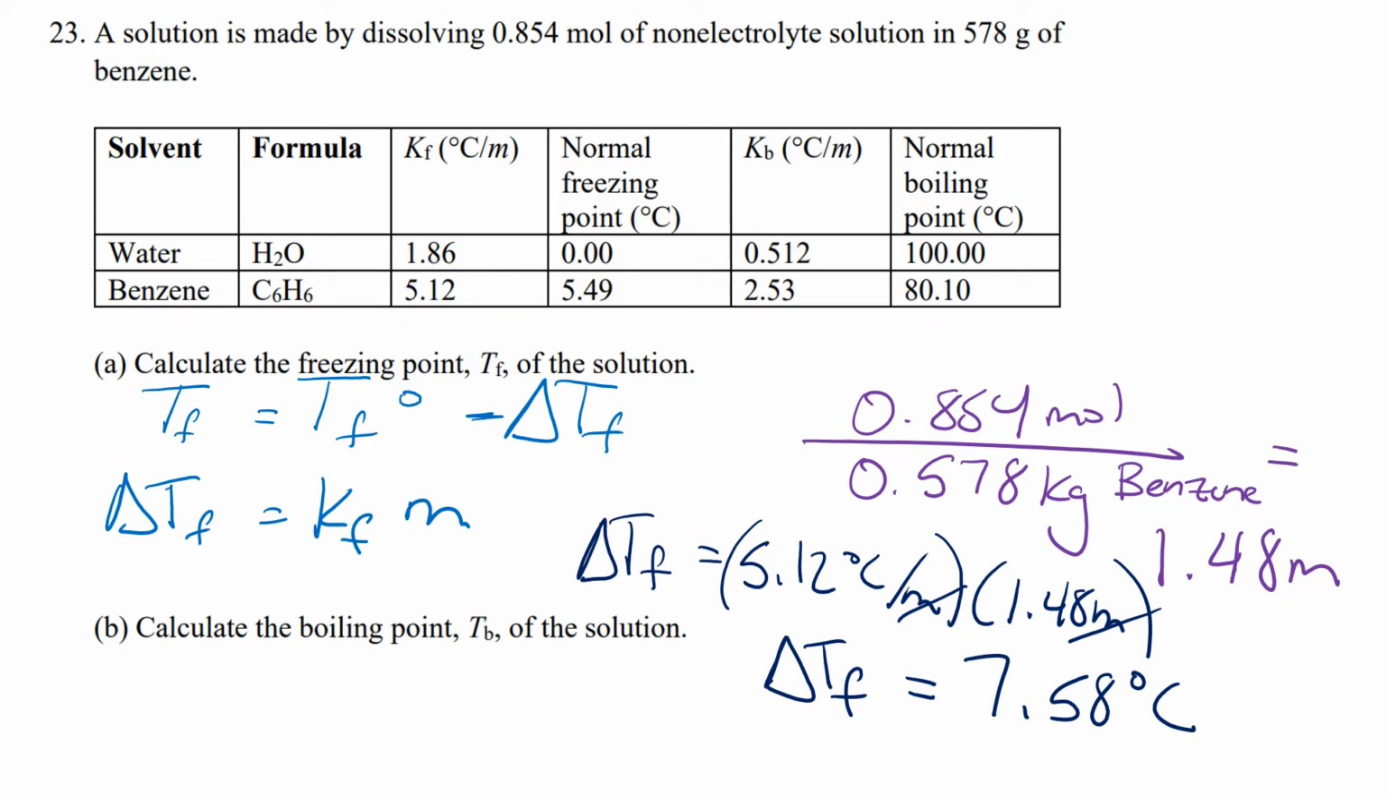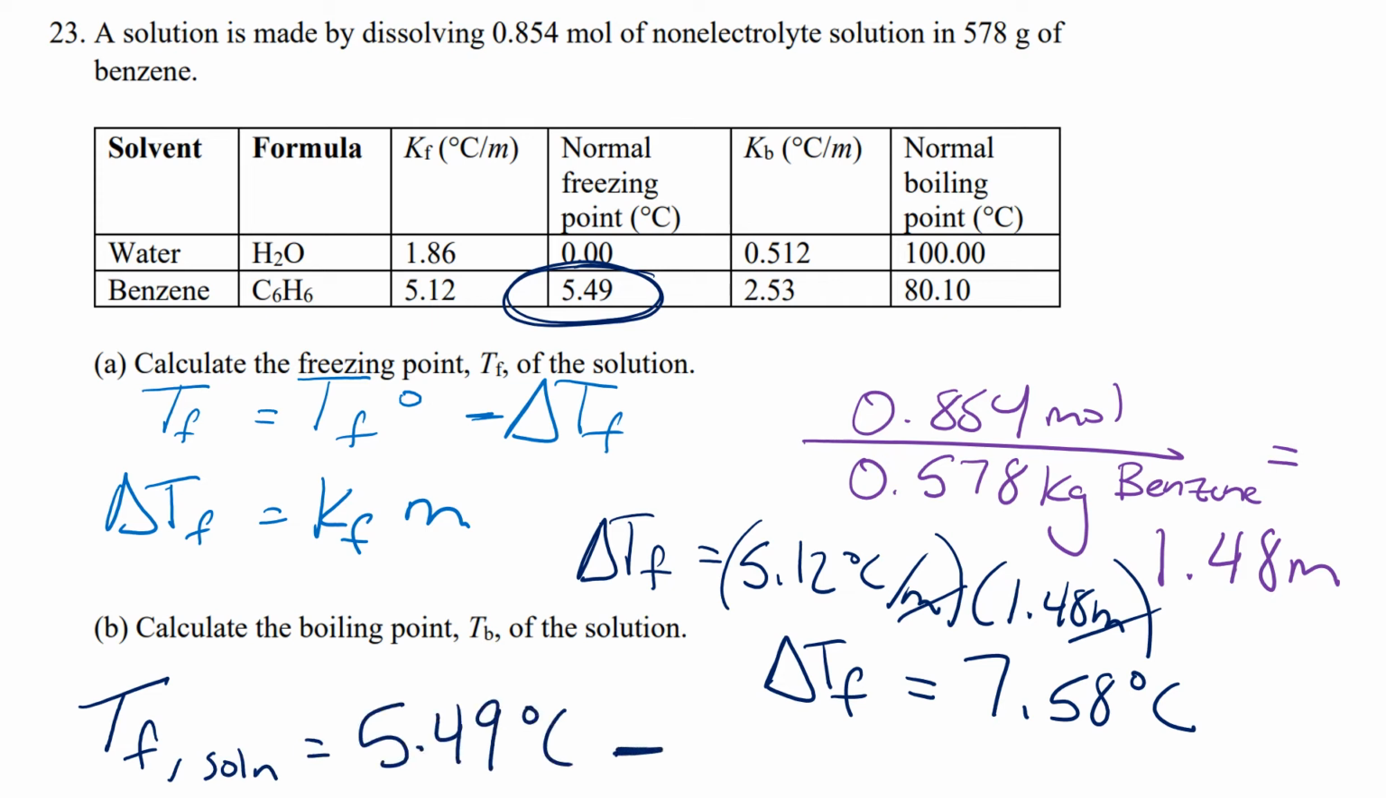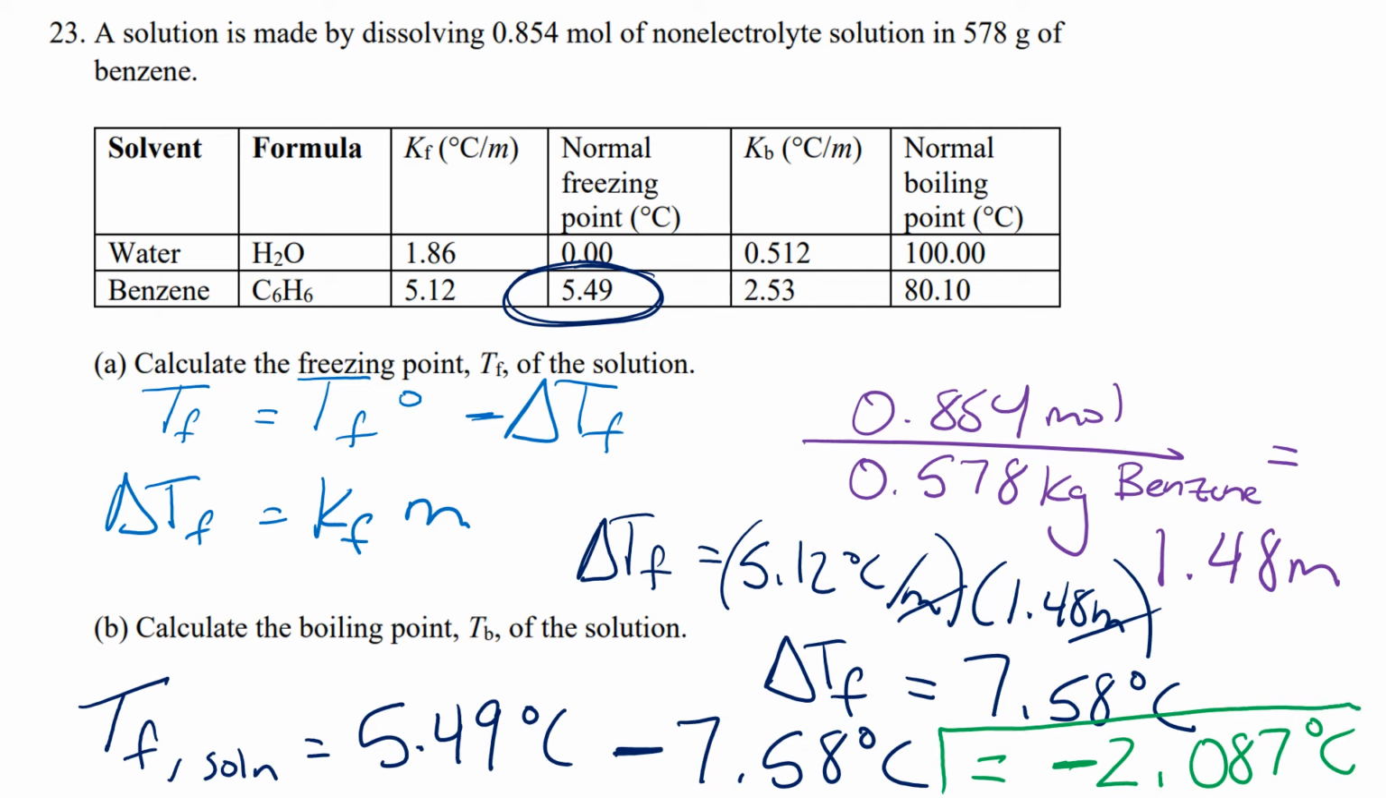Now we need to know what is the freezing point of the solution. So the freezing point of the solution is going to be the freezing point of your pure solvent. So for benzene, that's going to be 5.49, minus your freezing point depression, so 7.58 degrees Celsius. So that's going to be negative 2.087 degrees Celsius. Don't forget this last step, because even though you did everything right, you're not calculating the freezing point of your solution, it's just calculating your freezing point depression.